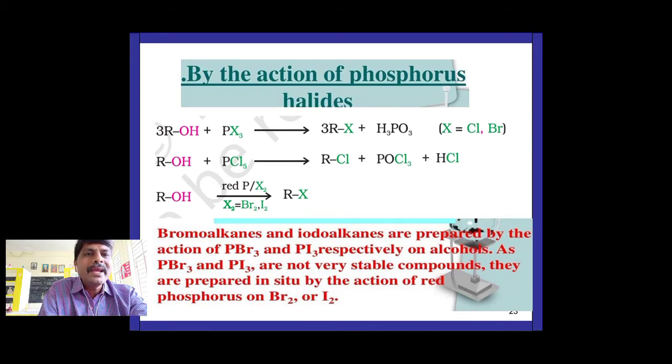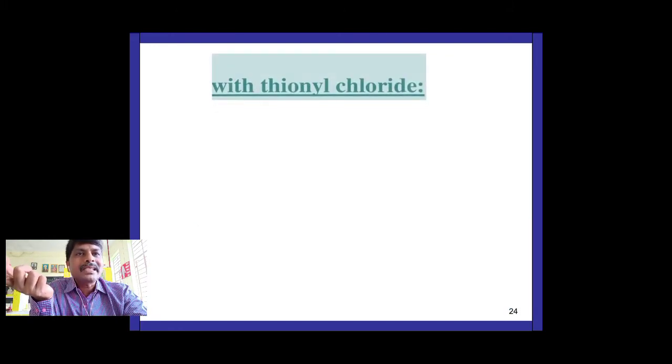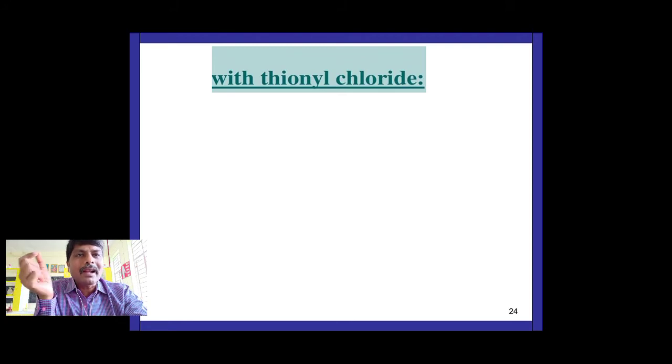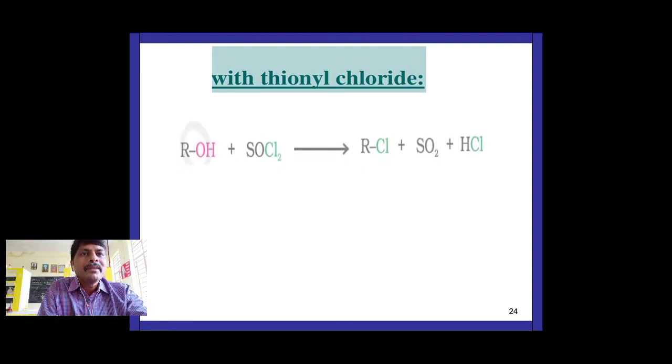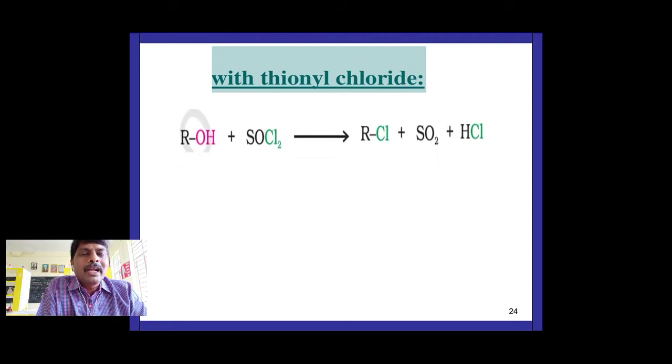As PBr3 and PI3 are not very stable compounds, they are prepared in situ by the action of red phosphorus on bromine or red phosphorus and iodine. So if you give ROH, arrow mark, red phosphorus plus Br2, what is the product? RBr. The next method is reaction of alcohol with thionyl chloride.